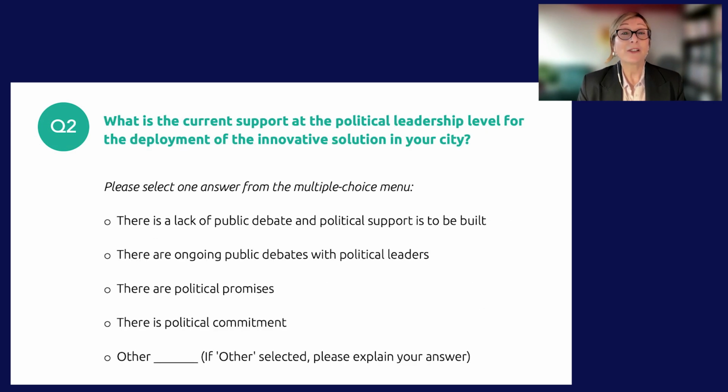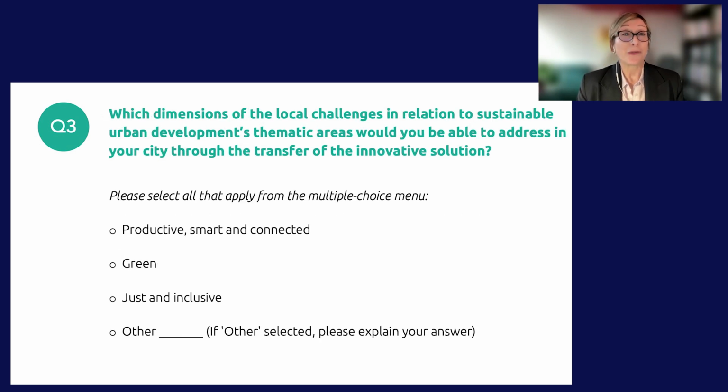The second question helps you assess the level of support at the political leadership level to deploy the innovative solution in your city. The predefined answer options cover a broad range of possibilities, from political promises and commitments to a lack of public debate or political support. If none of the options fully reflect the situation in your city, you can choose the option Other and provide a personalized response.